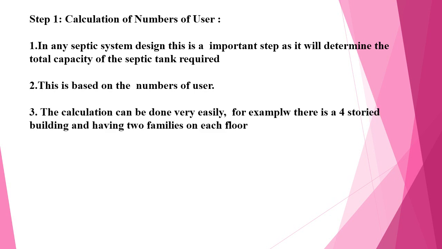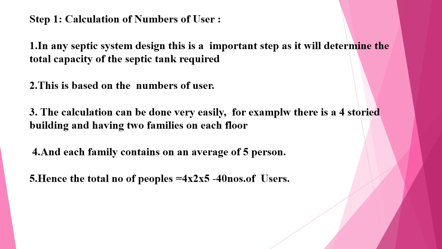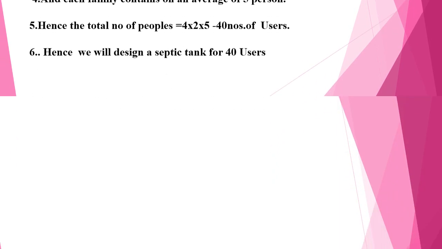Let us assume a building consists of 4 floors. Each floor has 2 flats. In every flat, 5 persons. So the number of users will be 4 into 2 into 5, equal to 40. So let us design a septic tank for 40 users.